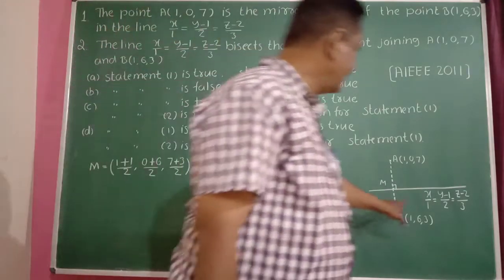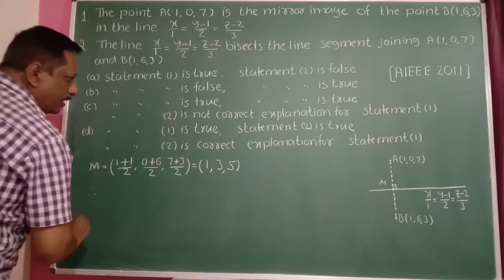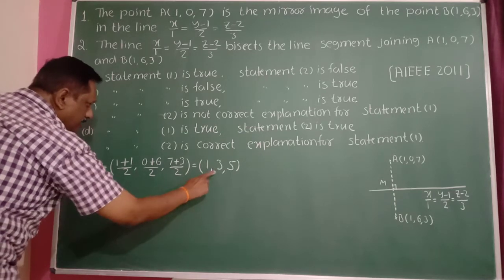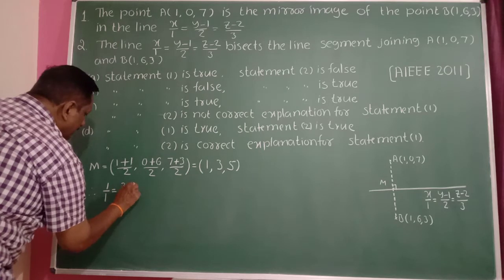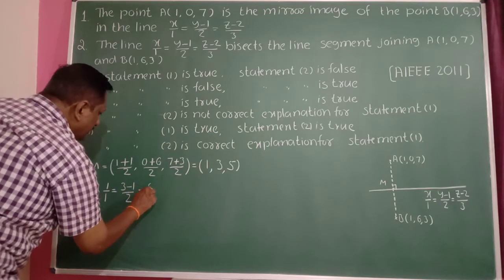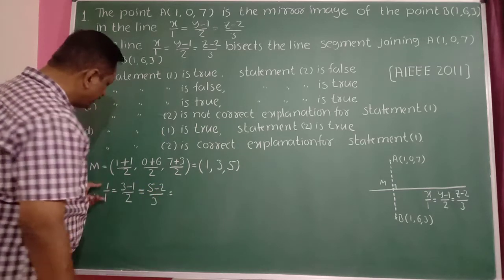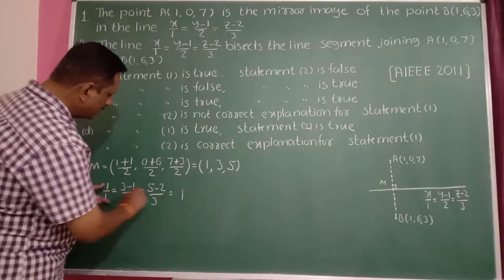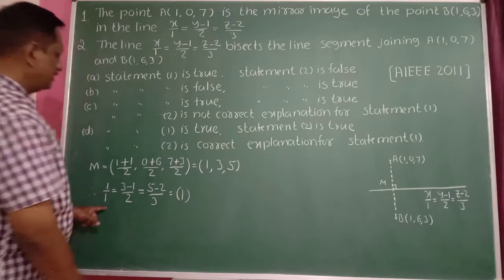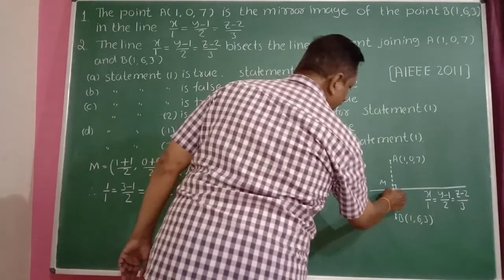Substitute these values for x, y, and z here. Therefore, 1 upon 1, that is equal to, so y value is 3 here, so 3 minus 1 divided by 2 is equal to 5 minus 2 divided by 3. So just look here: 1 upon 1 is 1, 2 upon 2 gives 1, 3 upon 3 gives 1. Hence, the ratios are equal here, meaning this midpoint lies on the line.